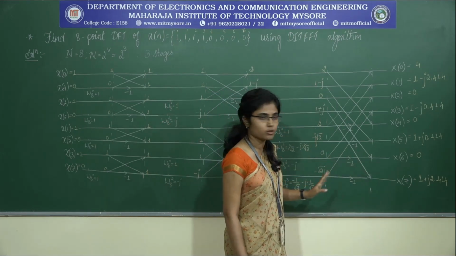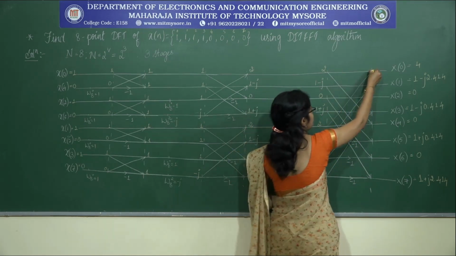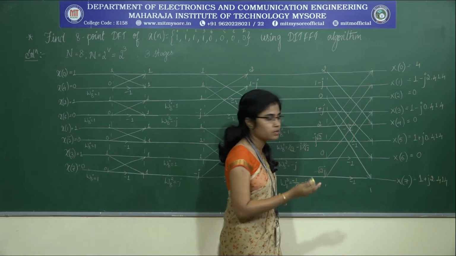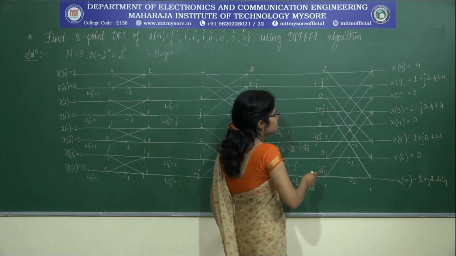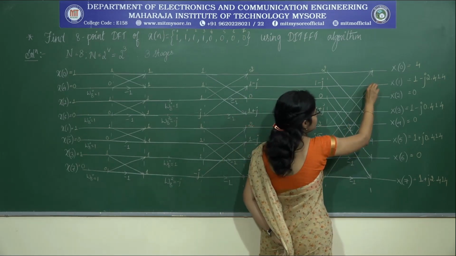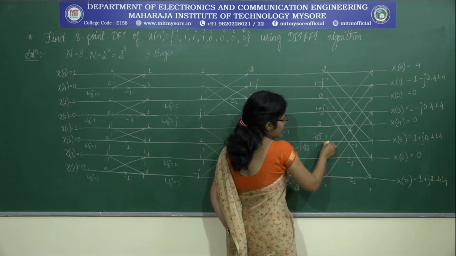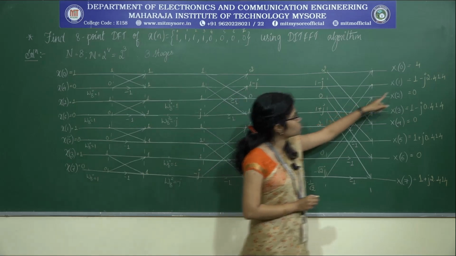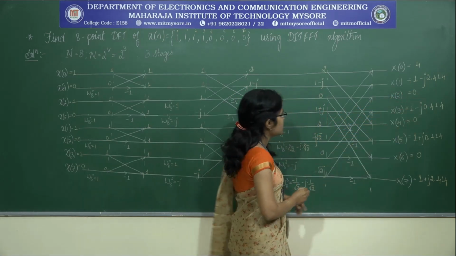Let us check the output for third stage. So standing at this particular point, here the signal coming is 2. From this branch is also 2. So 2 plus 2 gives us 4. Therefore, x of 0 is equal to 4. Similarly, at this particular point, the signal coming here is 1 minus j, and from here it is minus j root 2. Adding those two signals gives us 1 minus j 2.414.